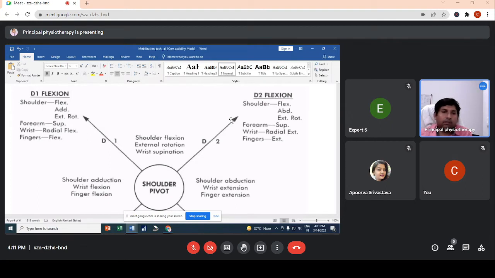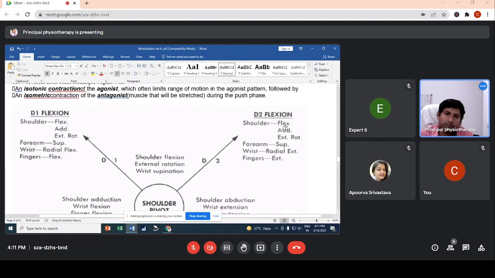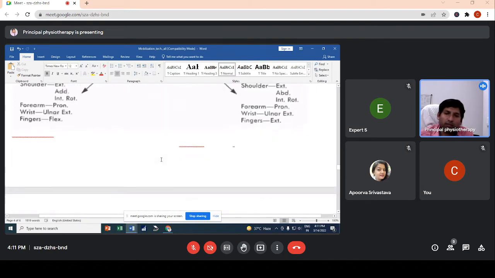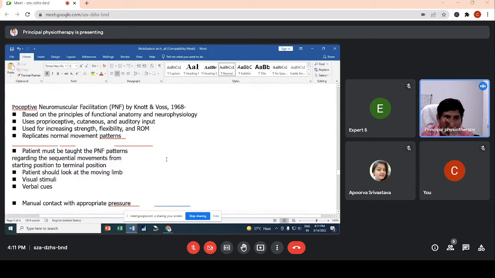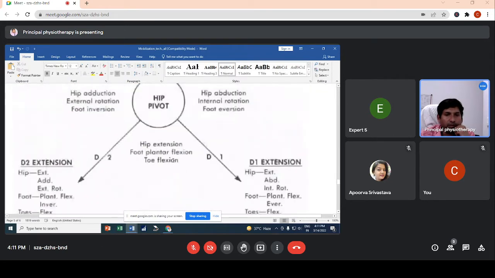Then forearm positioning, wrist and finger positioning, flexion pattern and extension pattern. Extension pattern again D1 and D2 extension pattern. इस पैटर्न को आपको बेसिकली याद करना होता है, और I think you people are already aware about all this technique. This technique was used by Knott and Voss. He basically invented this technique.